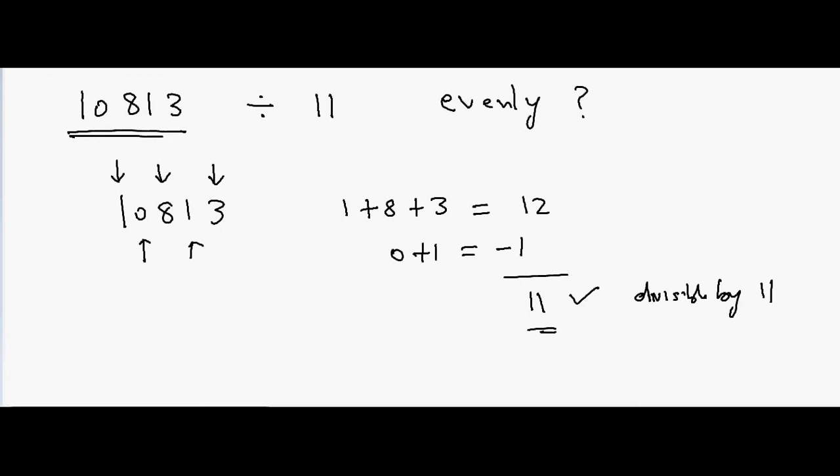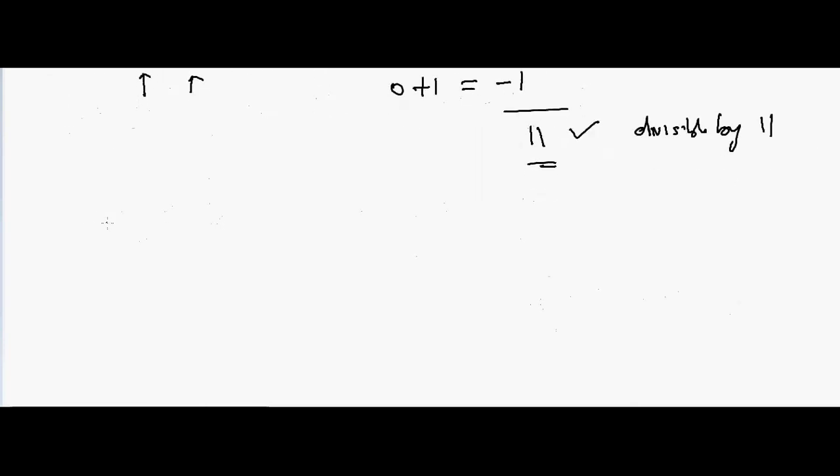So let's take another example. If I have 121, in that case I'll take 1, 1 and 2. So 1 plus 1 is equal to 2, and the other digit is 2. If I subtract them, that will be 0, and 0 is also evenly divisible by 11, so this number should be evenly divided by 11.